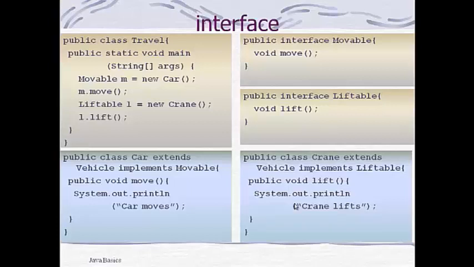So we can see that car has a method move and the interface movable has the method move. Similarly, crane has the method lift, which is there in interface liftable. So now we can write movable m is equal to new car, liftable l is equal to new crane, and call the methods available in those interfaces. So m.move calls the method move in car, l.lift calls the method lift in crane.